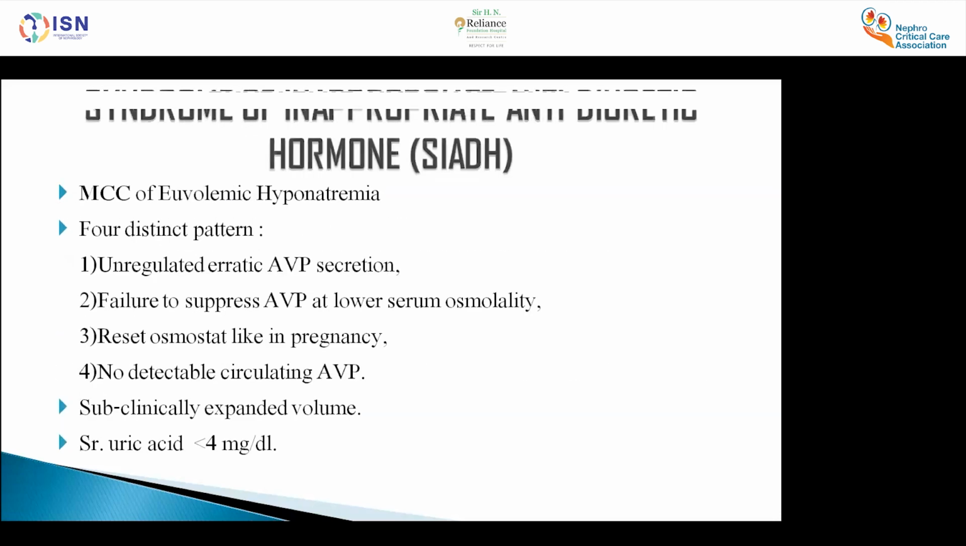And then comes the SIADH, that is syndrome of inappropriate antidiuretic hormone release. It is the most common cause of euvolemic hyponatremia, and there are 4 distinct patterns which can cause SIADH. First is unregulated erratic ADH secretion. Second is failure to suppress ADH secretion at lower serum osmolality. Third is reset osmostat like in pregnancy, and fourth is no detectable circulating AVP, which is mostly seen in the loss of function mutation.